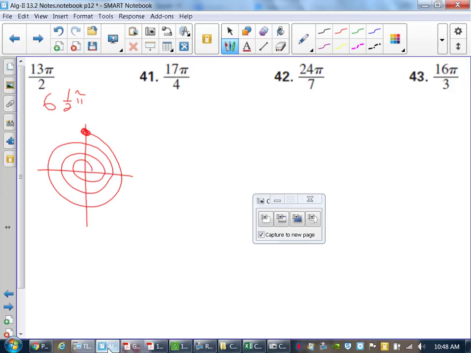Now, what's nice about being able to draw this, you can tell right away that your first positive one would be at pi over 2. We okay with that? You can subtract 2 pi and do all that as well, but a lot of times as you draw it, you see where it's placed, you know your positive is pi over 2. You go to your negative, it's going to be at negative 3 pi over 2.